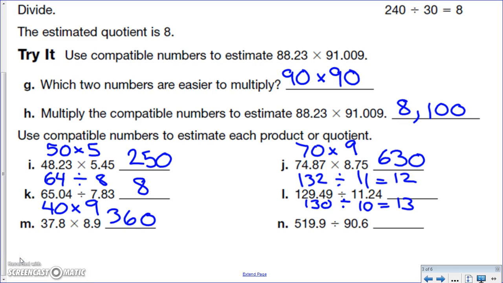For N, we have 519 and 9/10ths divided by 90 and 6/10ths. So first we're going to round 90 and 6/10ths to 90. And then we're going to think about what is close to 519 and 9/10ths, or close to 520, that 90 divides evenly into. Well, we need to go back and think about our 9 facts. We know 9 goes evenly into 54, so 9 will go evenly into 540. So now, since we know 9 goes into 54 6 times, 90 is going to go into 540 6 times.